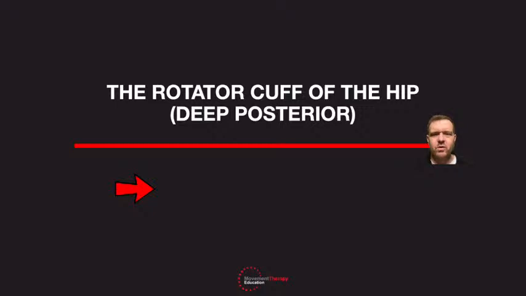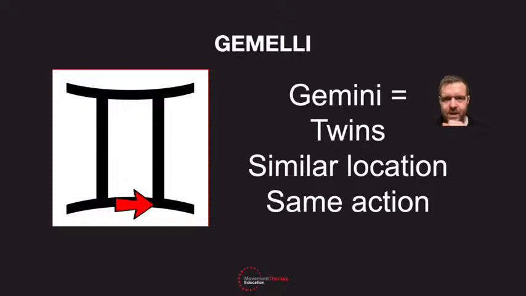So we don't really call it piriformis syndrome anymore. And the reason why is because we haven't got a clue that it's piriformis that's causing the problem. There are lots of other muscles in that region. So now we call it deep gluteal syndrome, because that's more accurate. Yeah, deep gluteal syndrome is piriformis syndrome now. That's the accepted term. So the first one we're going to have a look at is the gemelli muscles. Gemini means twins. So we've got a similar location and the same action.